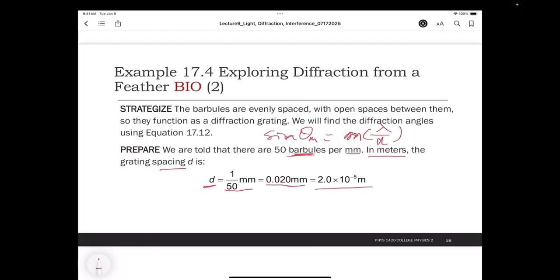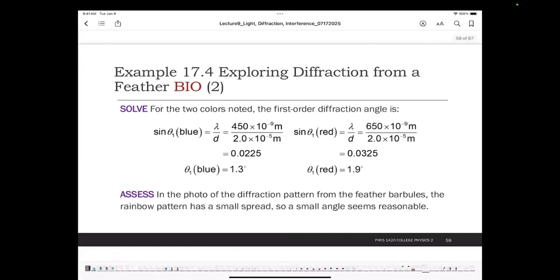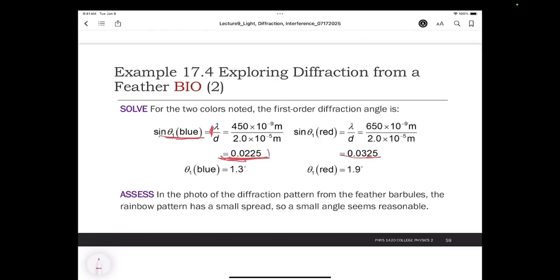For the two colors noted, the first order diffraction angle, here m equals 1, so we just use 1. Here lambda is for the blue light, divided by d, this gives the angle in radians, and this is for the red light. Transfer this angle to degrees: it is 1.3 degrees, and this is 1.9 degrees.